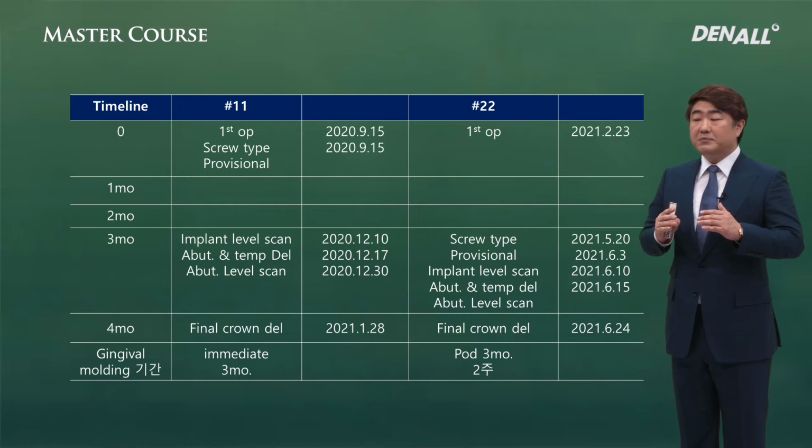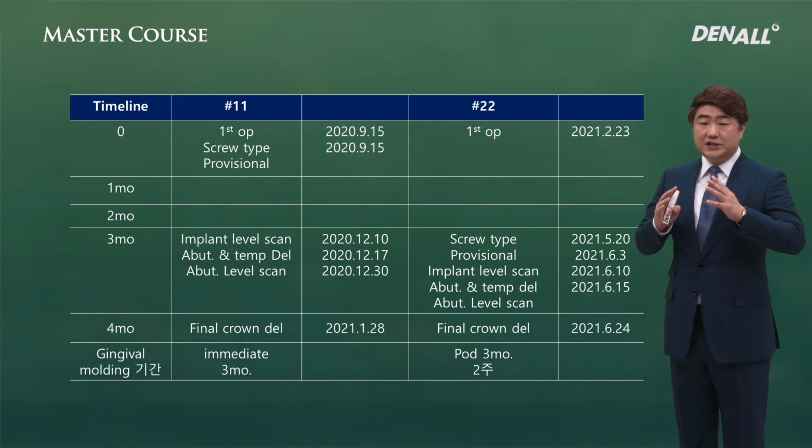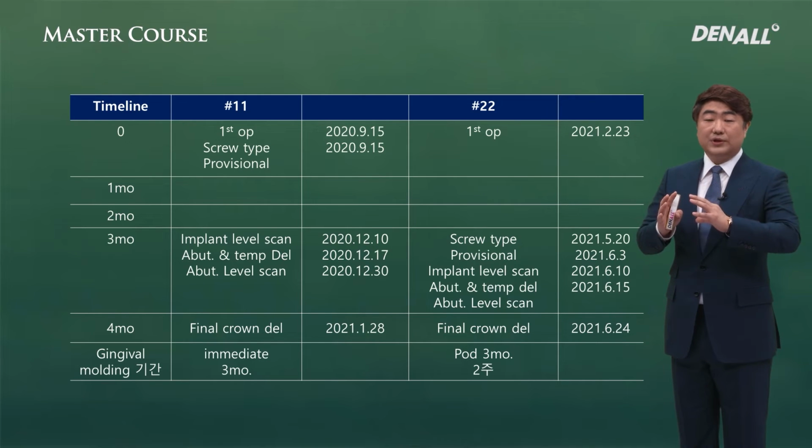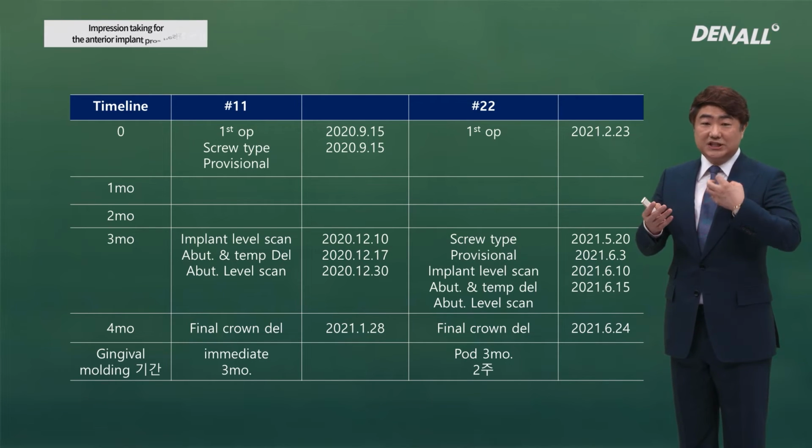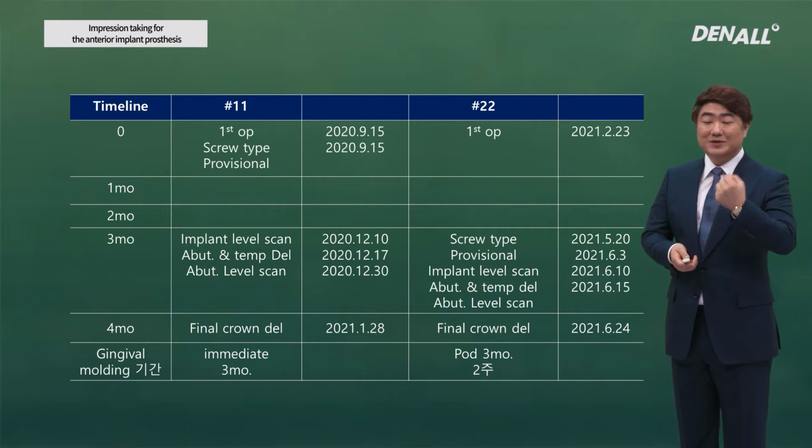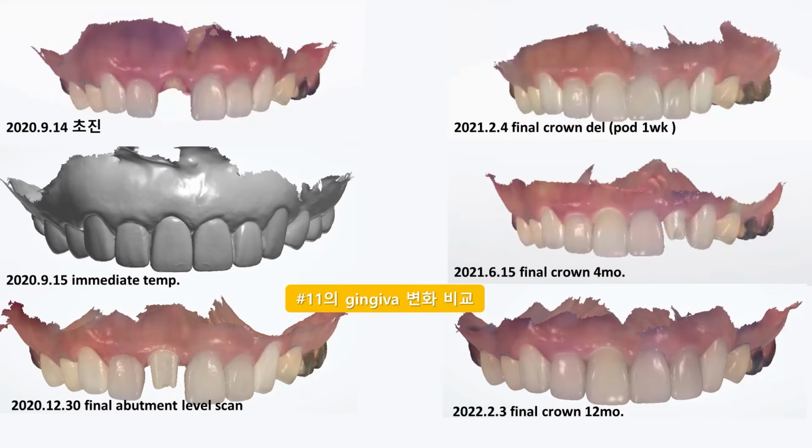The difference is that an immediate temporary was used for number 11. After extraction, the temporary supports the gingiva as a root form, so it's as if there was no tooth loss period. The gingiva's external shape by timeline can be compared with the 6 scans.